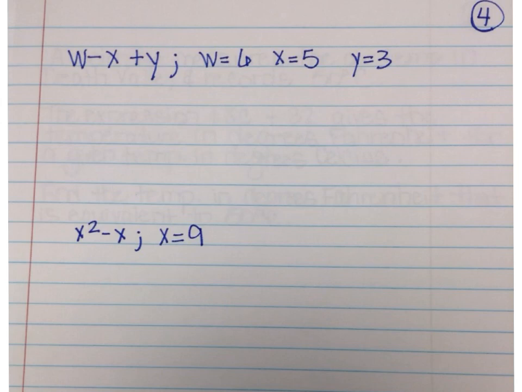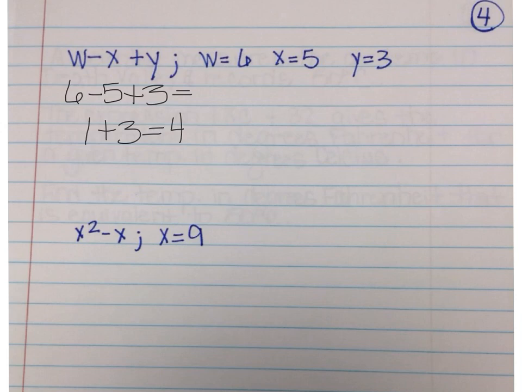Okay, now we have multiple variables and no constants. But we can still do it, so we're going to plug our numbers in. So we have w minus x plus y. And we know what w and x and y are. So we're going to plug in a 6 here, minus 5 plus 3. Okay, so we have 6 minus 5. We're going to do PEMDAS and go left to right. 6 minus 5 is 1, plus 3 equals 4. All right, that was easy peasy, right?